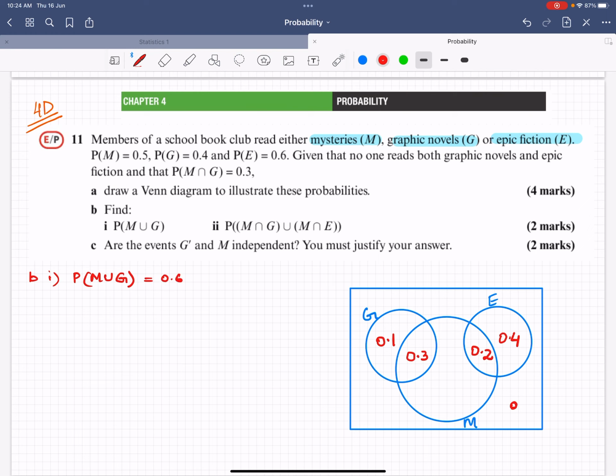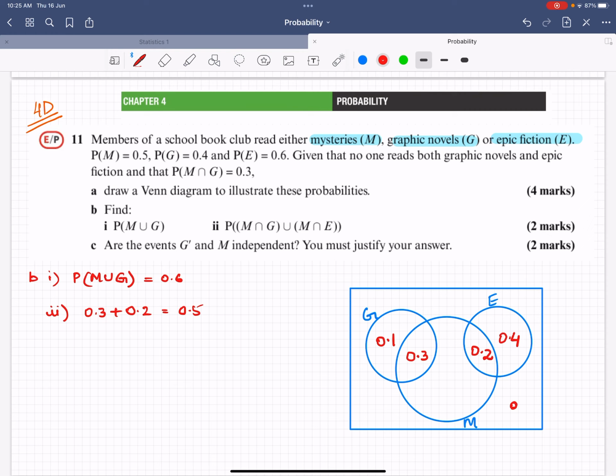Next we have probability of M intersection G union M intersection E. So M intersection G is here and M intersection E is here. So we have to take the union of these two, which means we need to add 0.3 and 0.2. So the second part answer will be 0.3 plus 0.2, which is equal to 0.5.